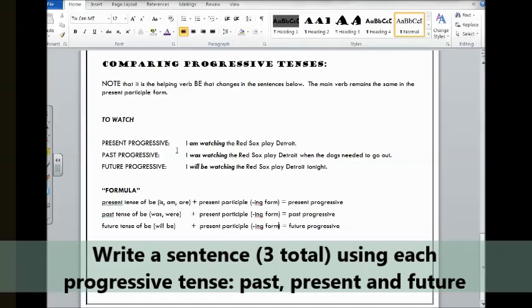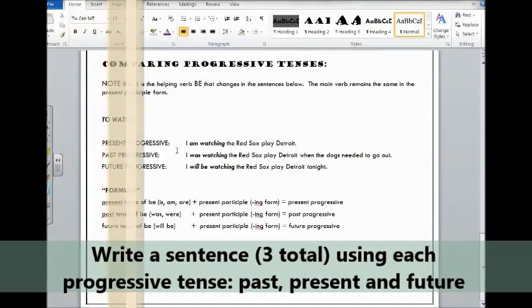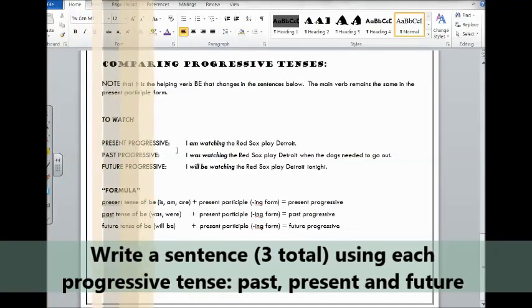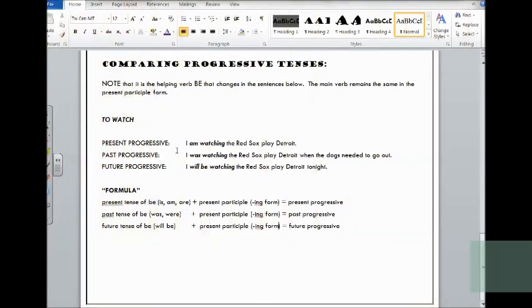If I was going to use my last name, which is Stasa, I might say swim. I am swimming, I was swimming, I will be swimming. So that's your assignment. I look forward to seeing your sentences.